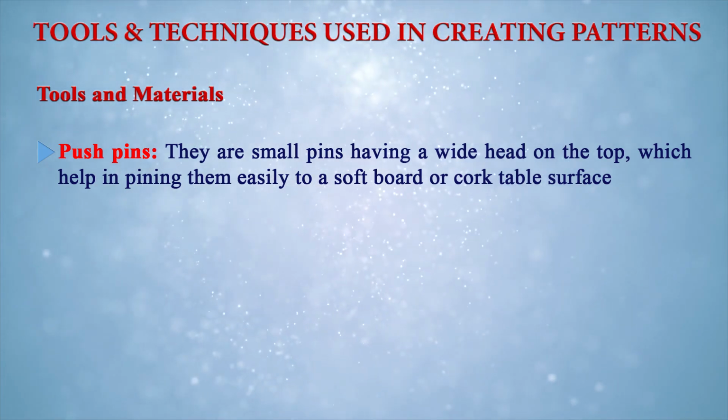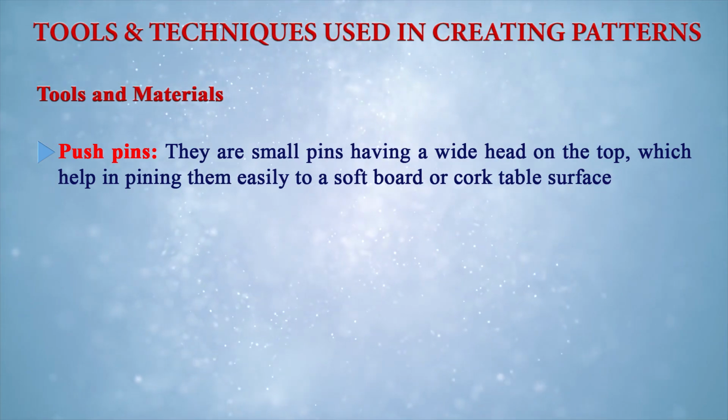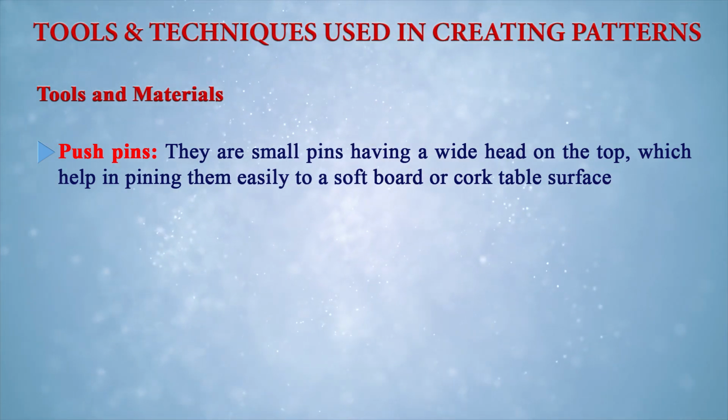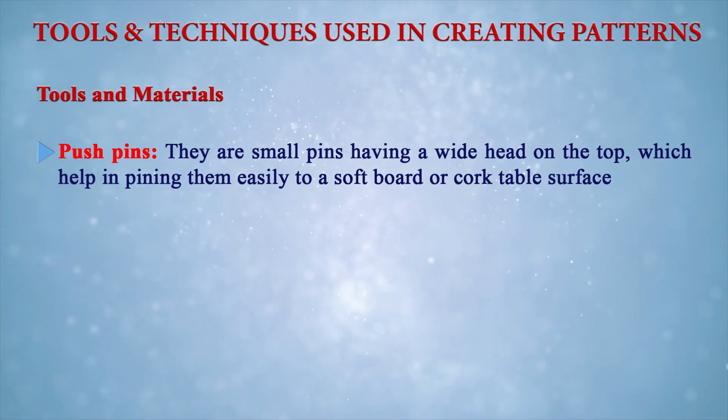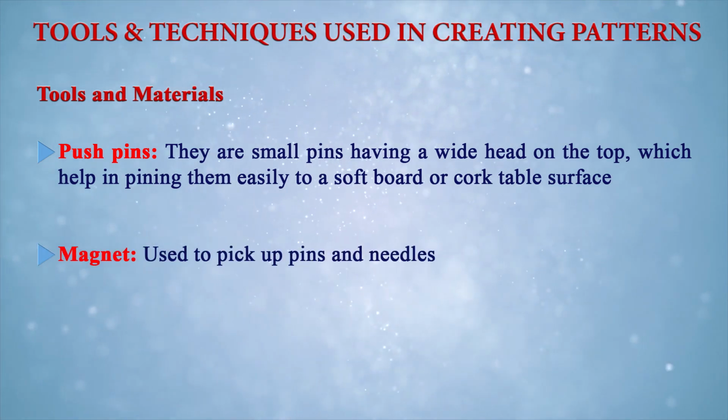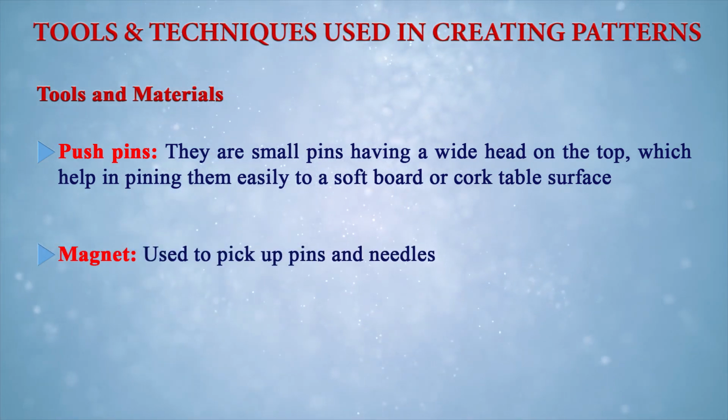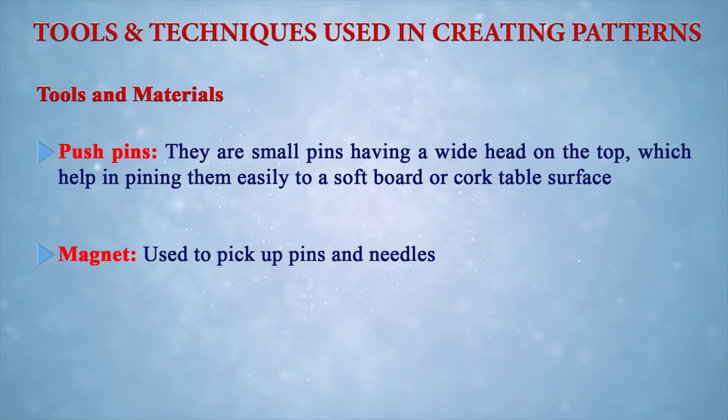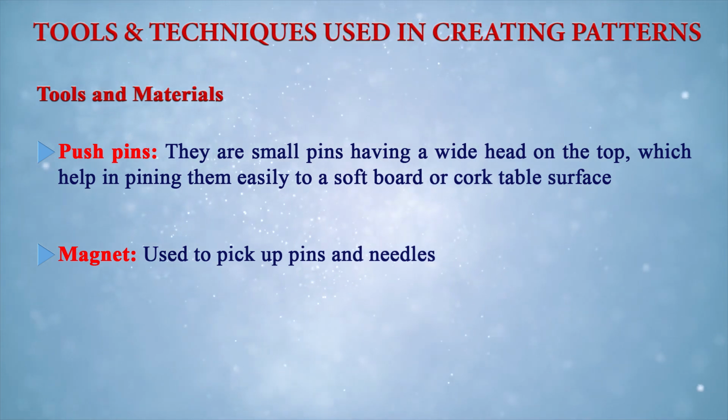There is a top round ball type pin. It is used for draping the garment on the body form. Then we have the magnet. It is used to hold the pins when we are developing or going to drape a garment on a dress form.